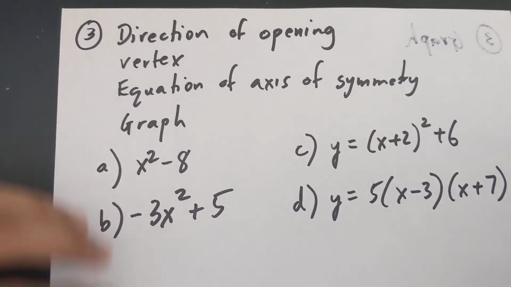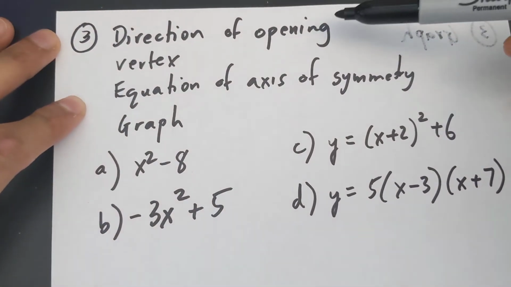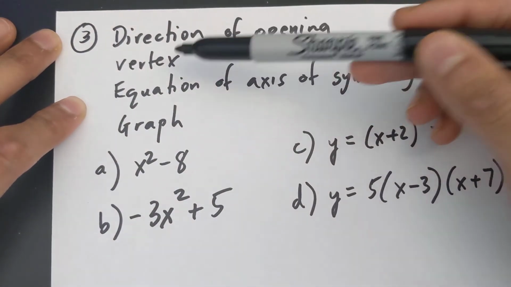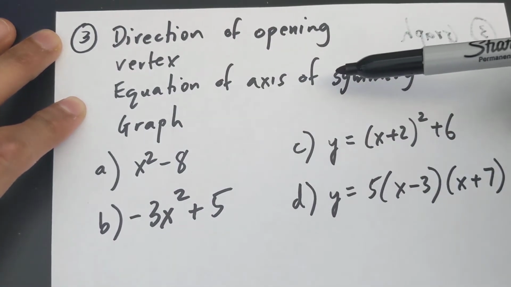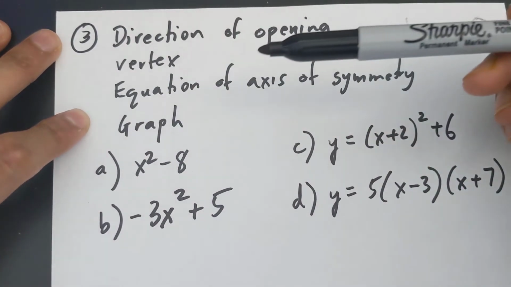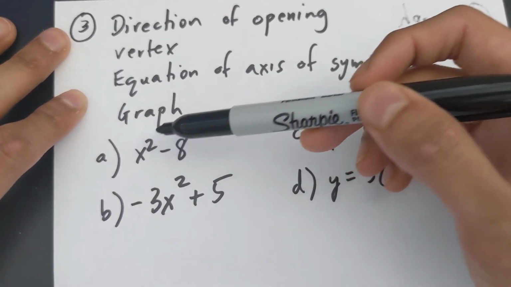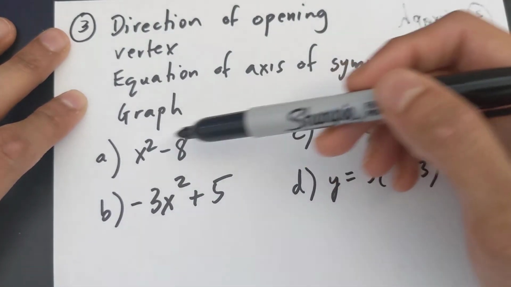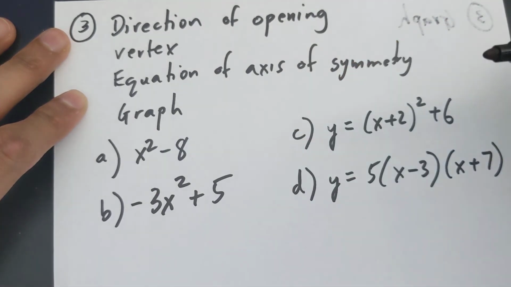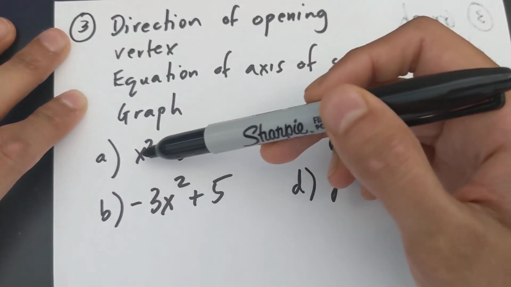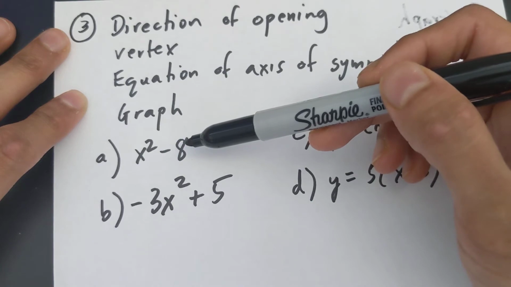Again, in this third and final question, I'm going to do a couple of things again. Find the direction of opening, the vertex, the equation of axis of symmetry, and then the graph. Now, this first question here, that's both standard form and vertex form. So I can state the vertex straight away. The x value of my vertex is 0. The y value is negative 8.